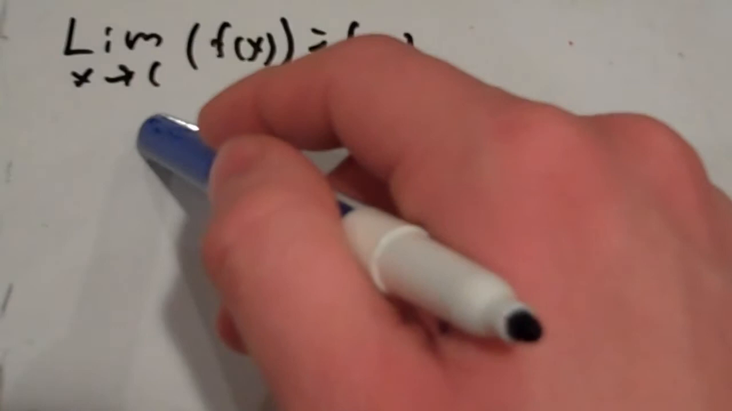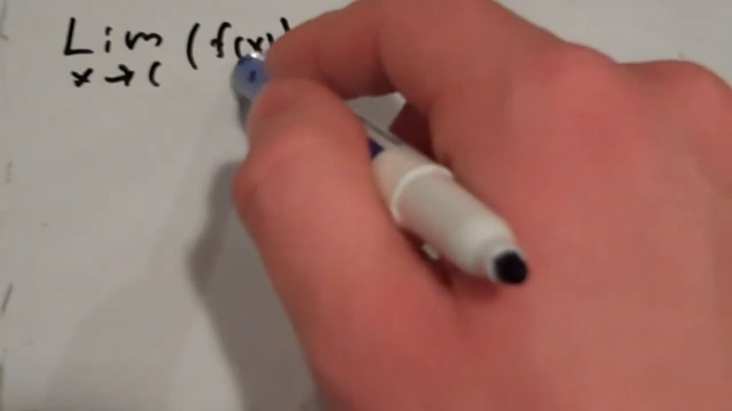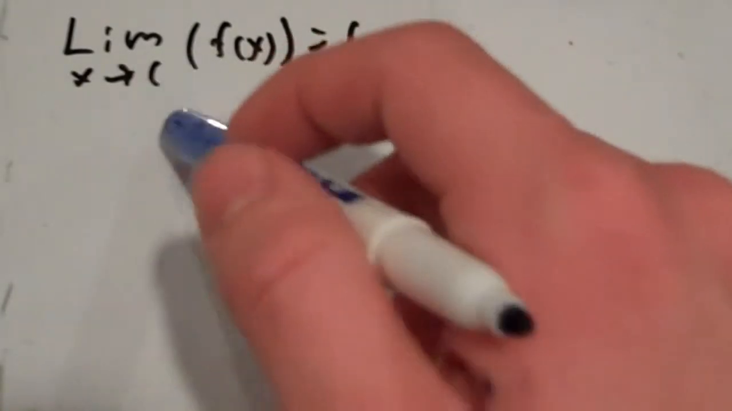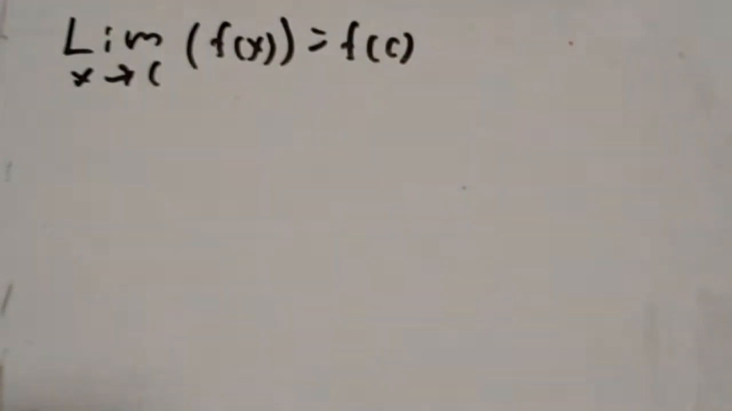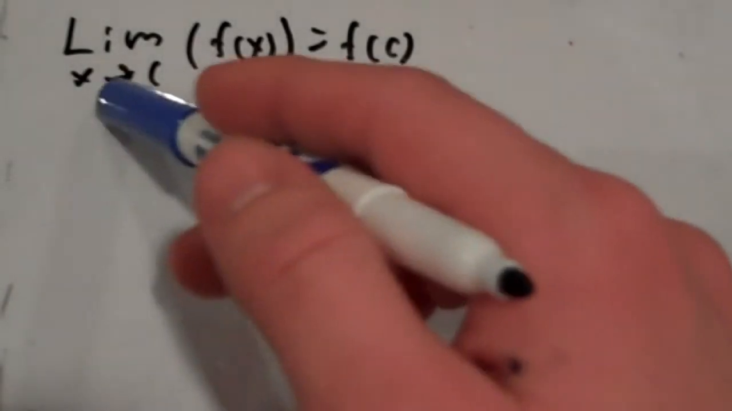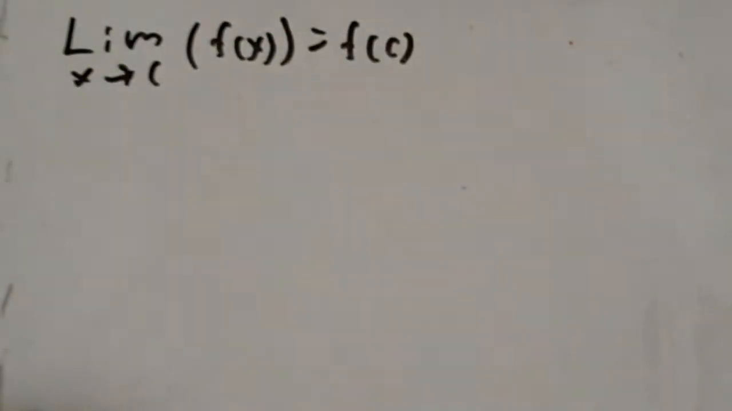Now, in most cases, the limit as x approaches c of a function f of x actually equals f of c, or what we get if we just plug in c for that x. In a lot of cases, these two equal each other. However, there are a couple where that just doesn't quite work, and I'm going to show them to you.